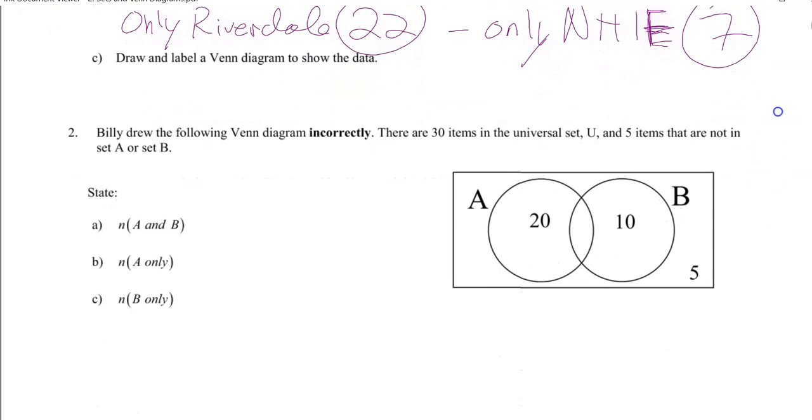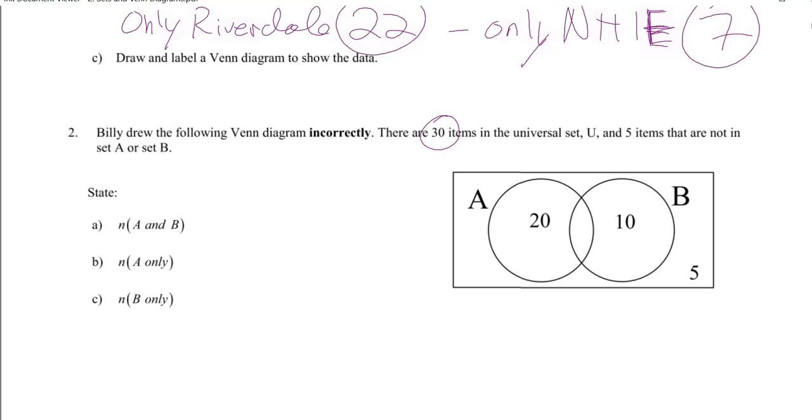Billy drew the following Venn diagram incorrectly. There are 30 items in the universal set and 5 that are in neither A nor B. Okay, so is there anything on there that is correct? That we know the number is correct? The 5. Right? But the problem is, how many does this add up to? Adds up to 35, but there's only 30 items.